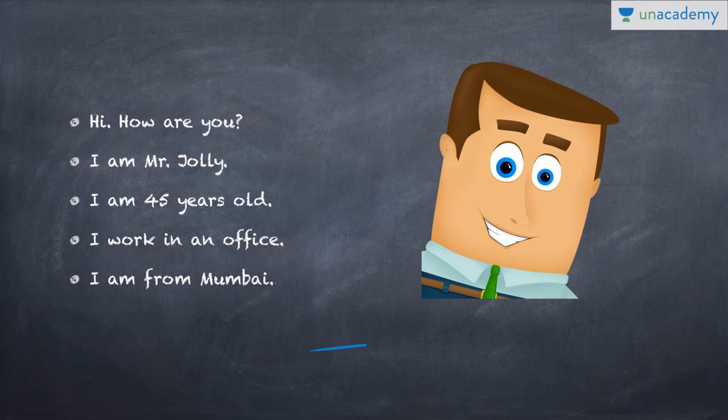And if you remember from a previous lesson, he has first greeted, hi, how are you? And then he has started talking about himself from this sentence. I am Mr. Jolly. I am 45 years old. I work in an office. I am from Mumbai.